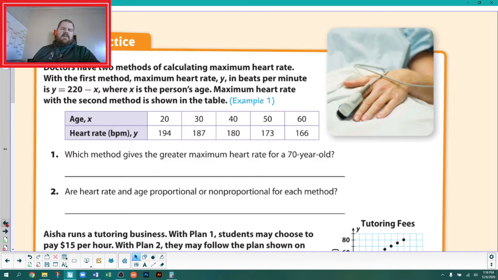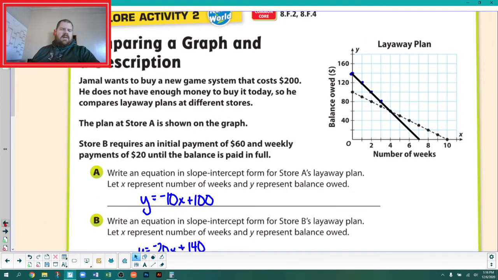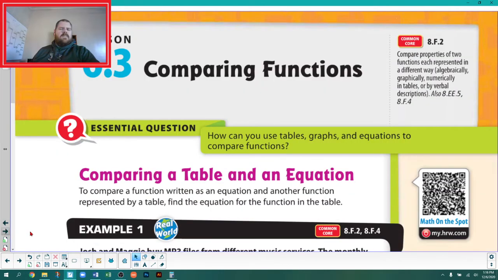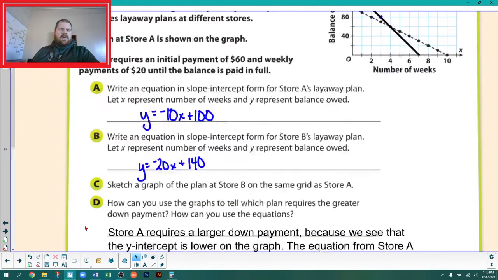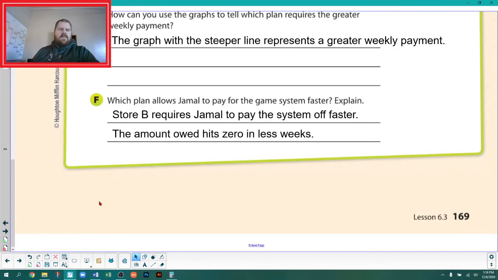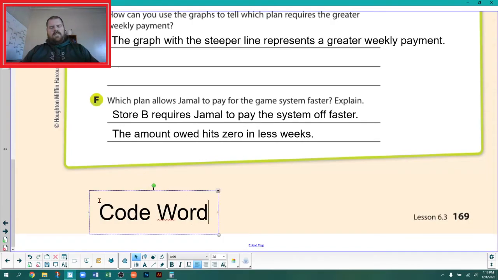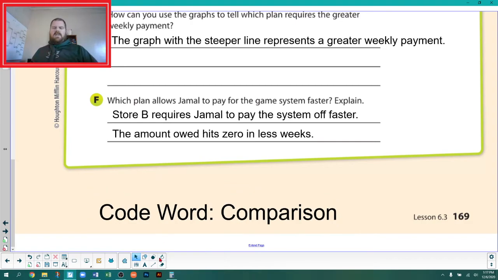And I believe that is it for today. Okay, I think a good code word for the day. Yeah, we'll go with our own, sort of. Our code word will be comparison, because that's what we did today. We compared our functions.